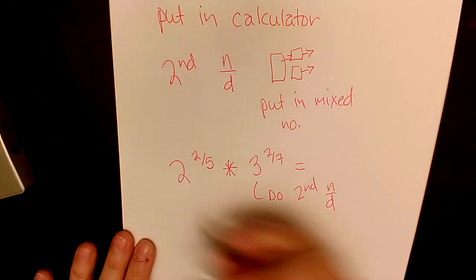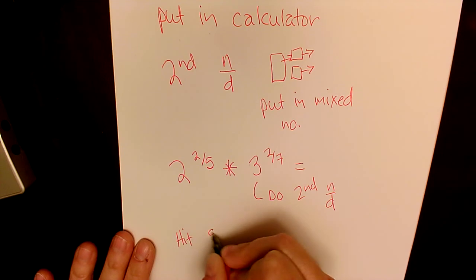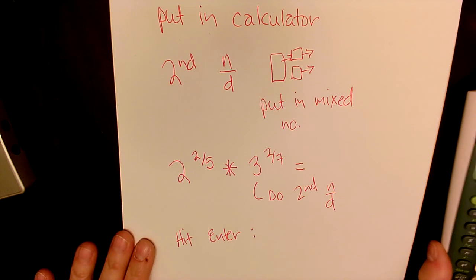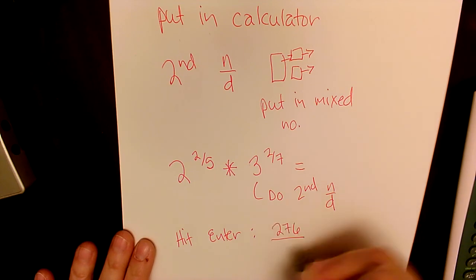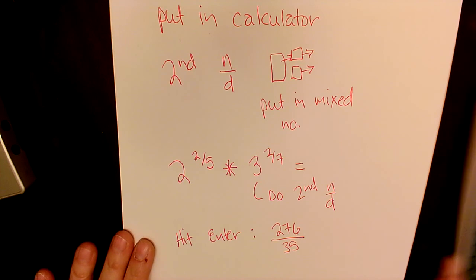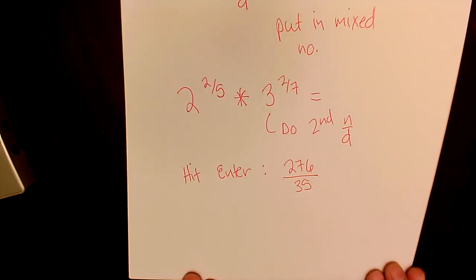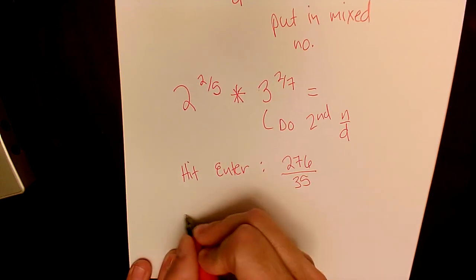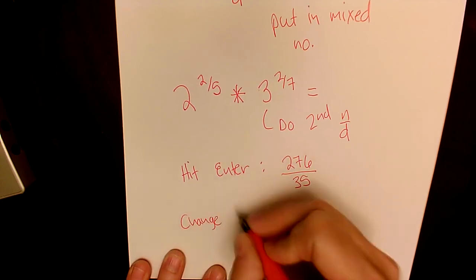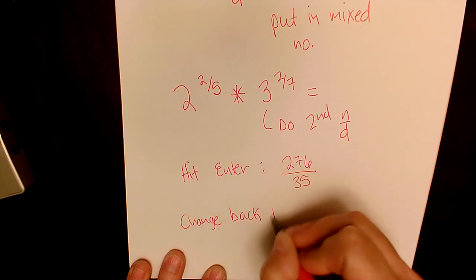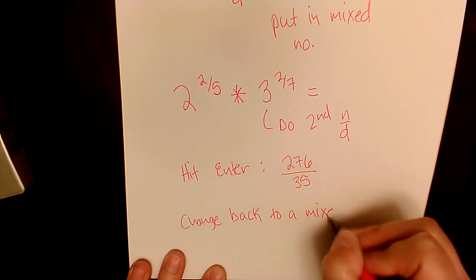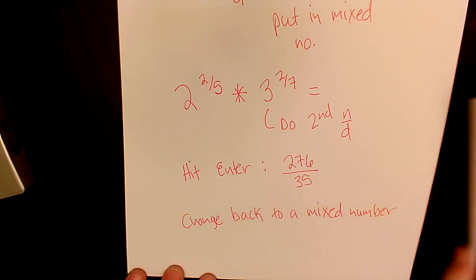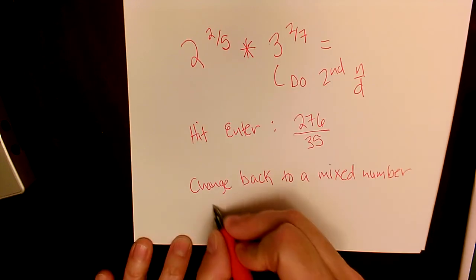So we hit enter, and this comes up. 276 over 35. Okay, we don't want to leave it that way. Since we started out with mixed numbers, we want to end with a mixed number. So we're going to change this with the calculator back to a mixed number, and the calculator will do that for you. Okay, so leave that 276 over 35 in there.